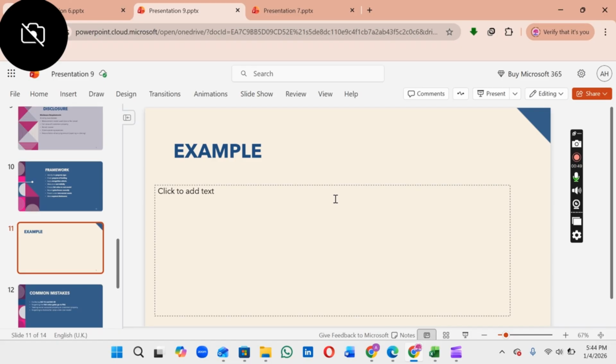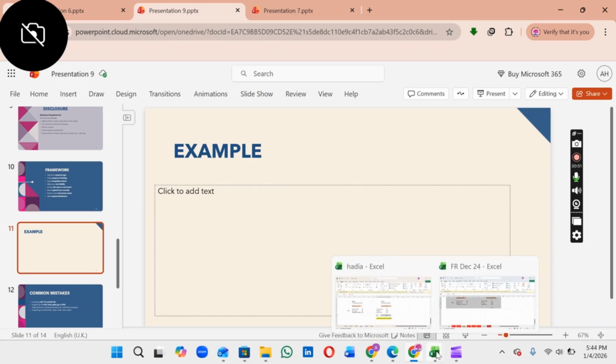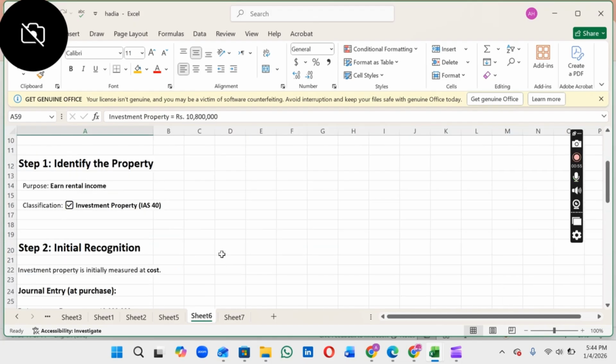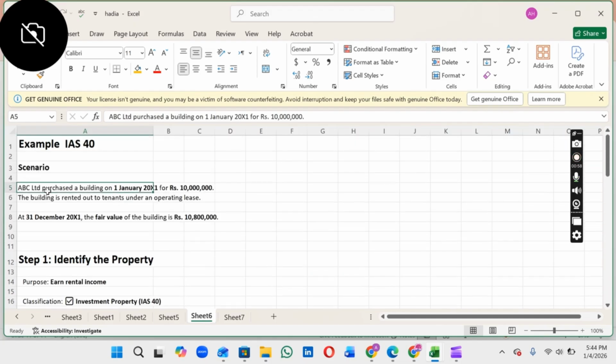Okay, so let me explain a very simple example related to IAS 40. ABC Limited purchased a building on 1 January X1 for 10 million. The building is rented out to a tenant under an operating lease. At 31st December, the fair value of the building is 10.8 million.